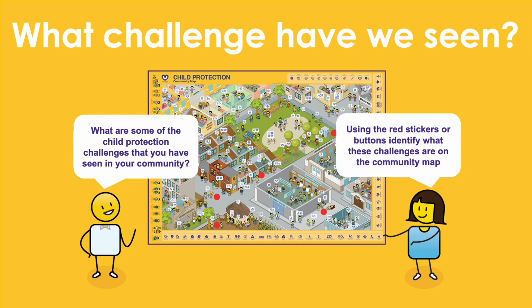For this exercise, you will want to ask your participants to identify all the child protection challenges that they have seen or observed in their community. They can identify these using stickers, buttons, markers on a printed or projected community map, or just by listing them on a piece of paper. If your participants are working in a group, suggest that they spend some time describing the community to the rest of the team so that they understand the context of the challenges that they identify.